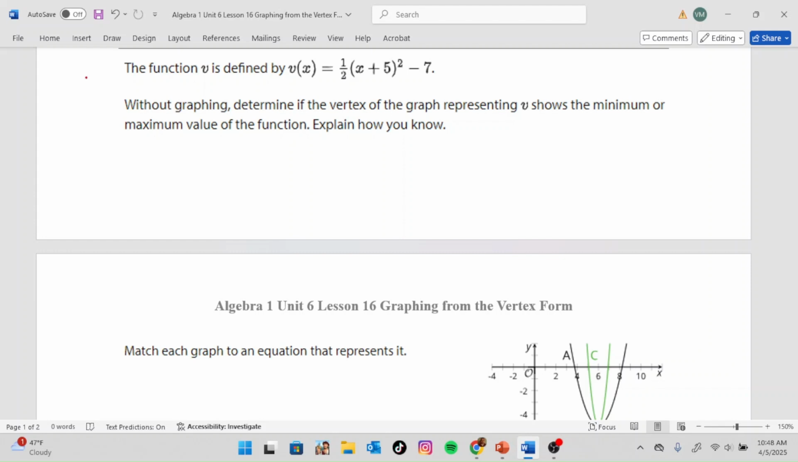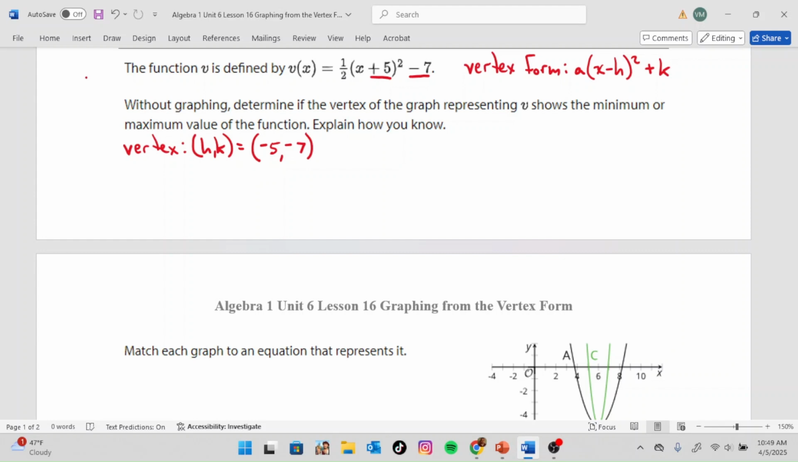So remember that vertex form looks like a times the quantity of x minus h squared plus k. Now the h and k are what give us the vertex. So in this case, the vertex is going to be -5, -7.